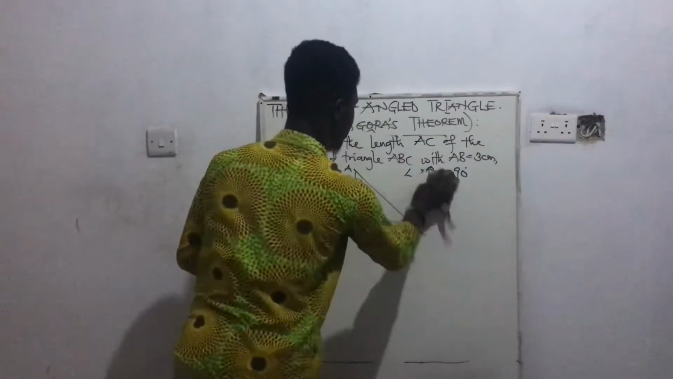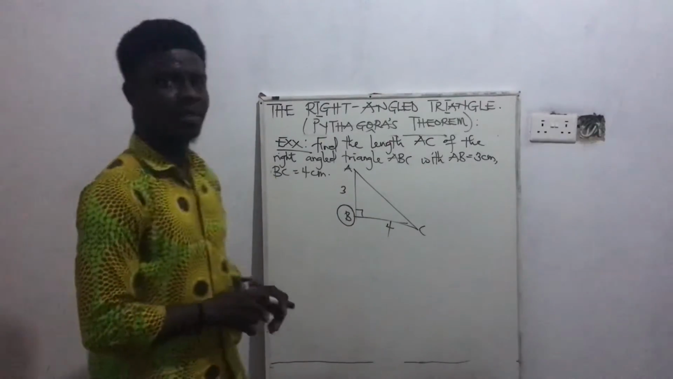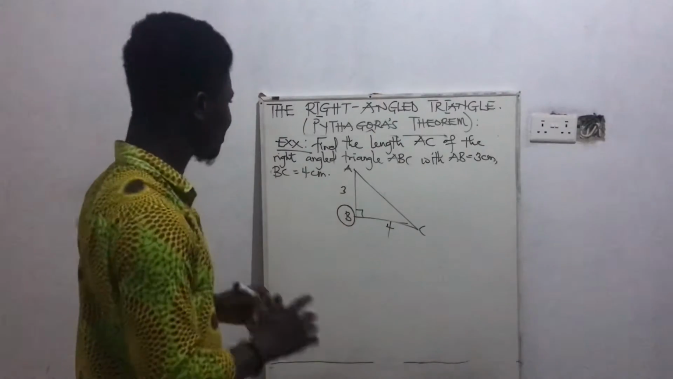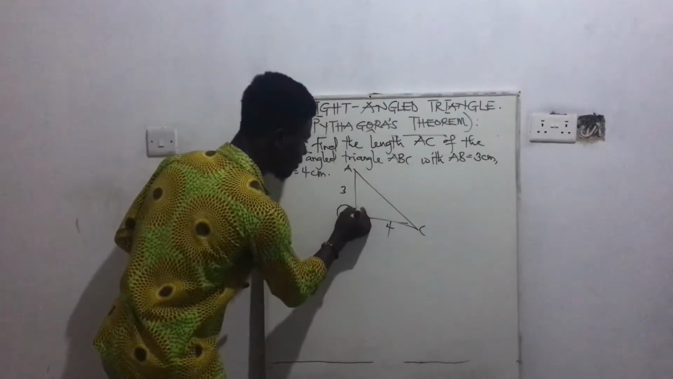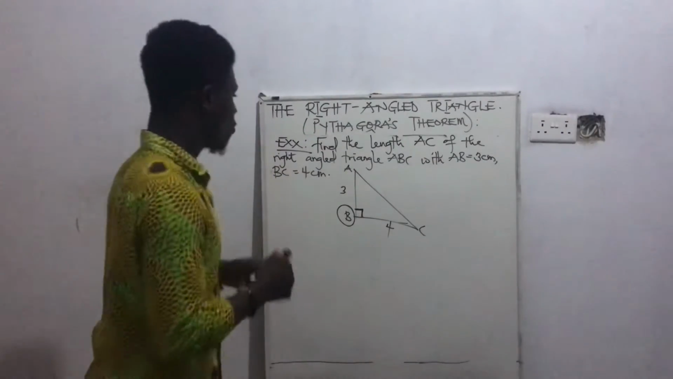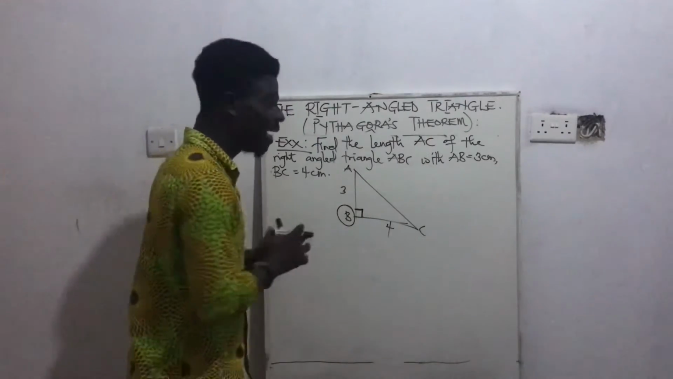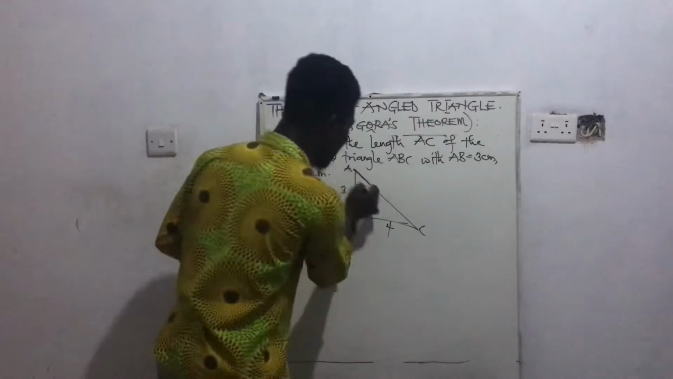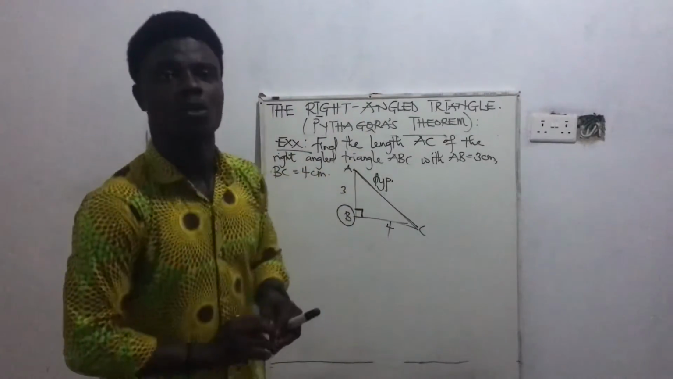Alright, so now how best can we solve this? I have to first locate my hypotenuse. Where is my hypotenuse? I will check where the 90 degrees is. We said that where the 90 degrees is opposite to a side, then that side becomes the hypotenuse.